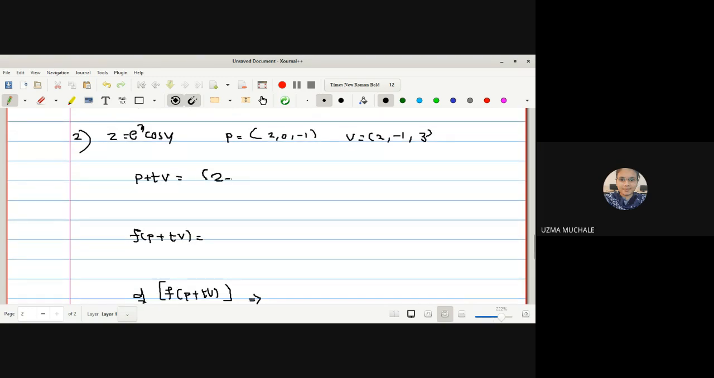Okay, let us go for solving this one. P plus tV is (2, 0, -1) plus t times v, which is equal to (2, -1, 3). Then what is the value of P plus tV? 2 plus 2t, minus t, then it is minus 1 plus 3t. F of P plus tV will be e raised to x. So what is your x coordinate? e raised to 2 plus 2t into cos y means what? Cos of y, that is minus t. Correct?